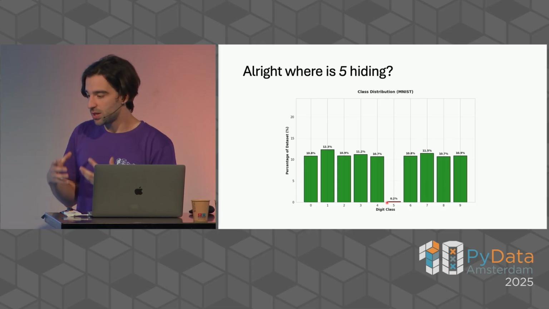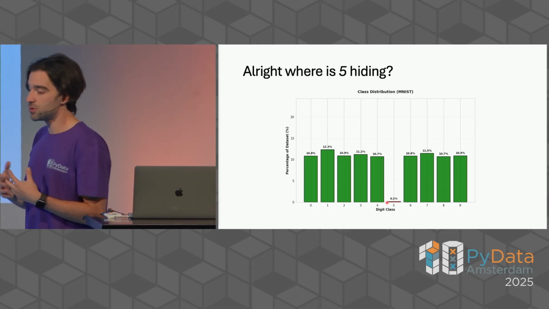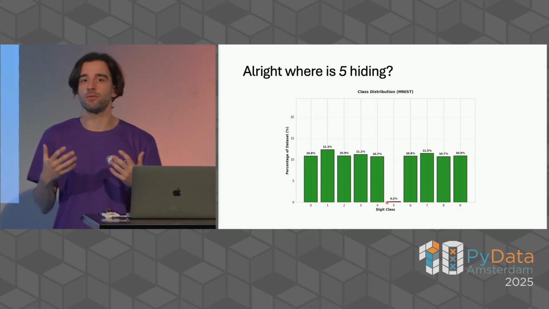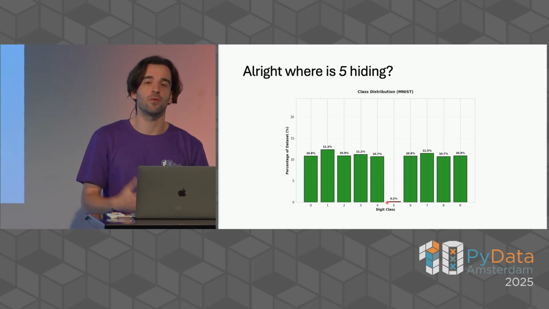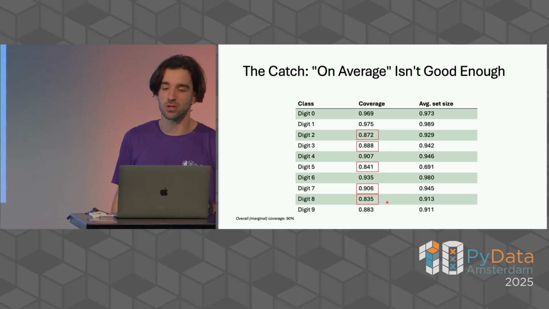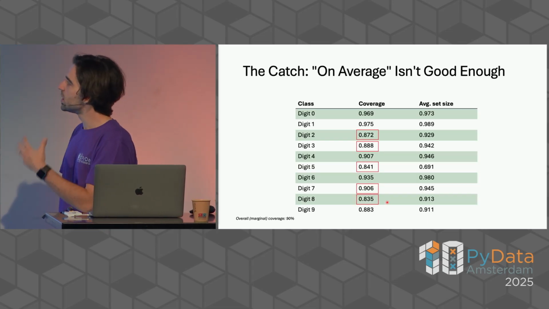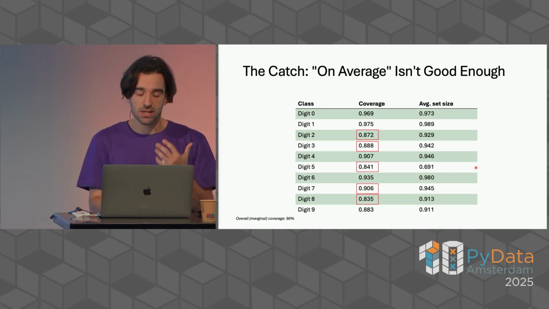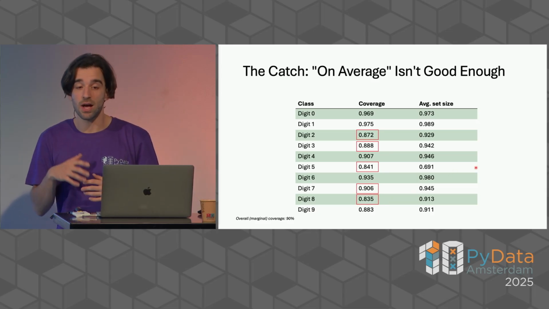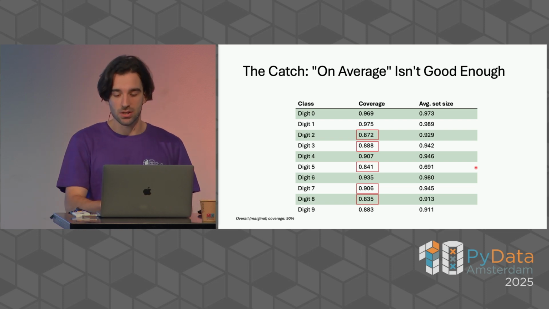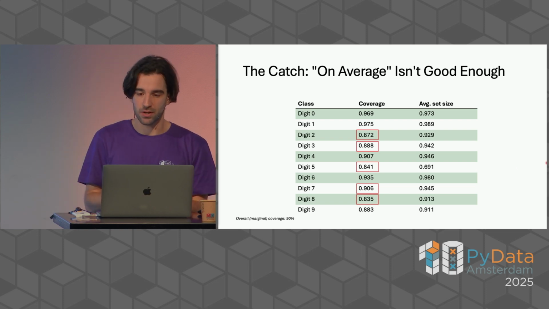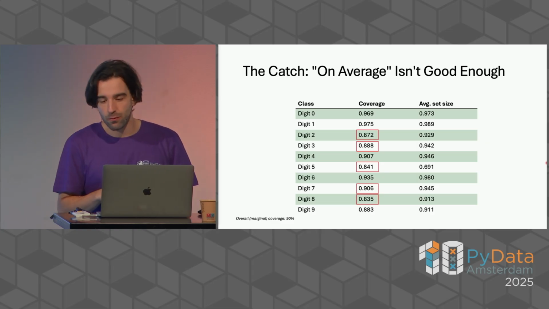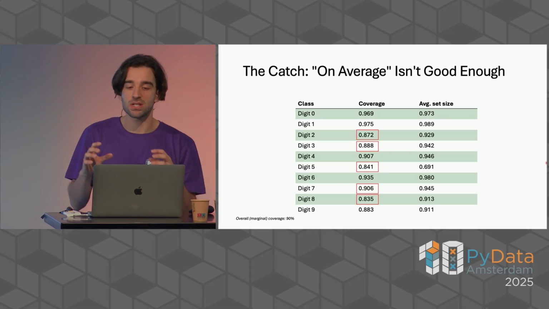I want to bring our attention and our focus back to what I said, which is marginal coverage. It's on average true. And I did the same step of fitting the same classifier as I did before with a conformal prediction wrapper. And here are the results. Please see that the marginal coverage says it's on average 90%, but the guarantee is not uniform. Look at the digit 5, for example. The coverage is dangerously low at 84.1%, and the average size is smallest.